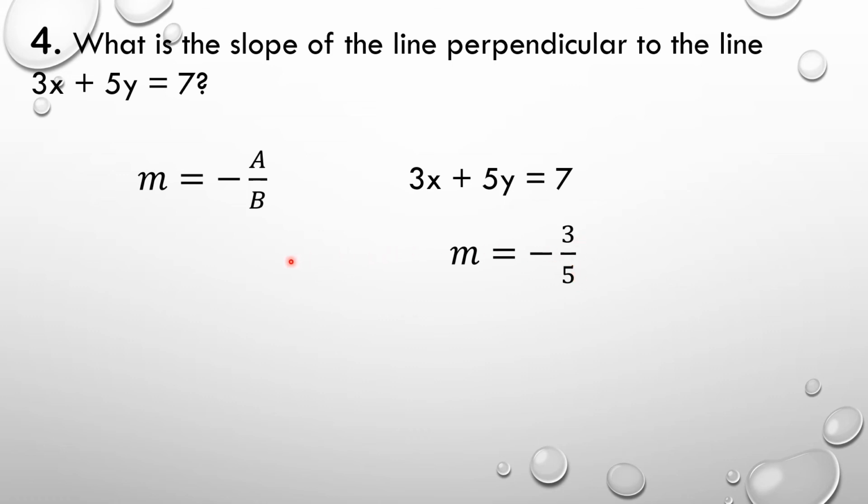The slopes of two lines that are perpendicular to each other are negative reciprocals of each other. Hence, the line that is perpendicular to 3x plus 5y equals 7 has a slope that is the negative reciprocal of negative 3 over 5, and that is equal to 5/3. Letter D.